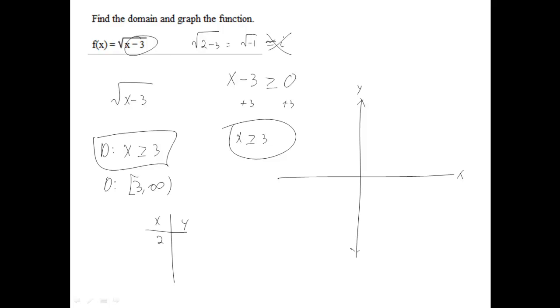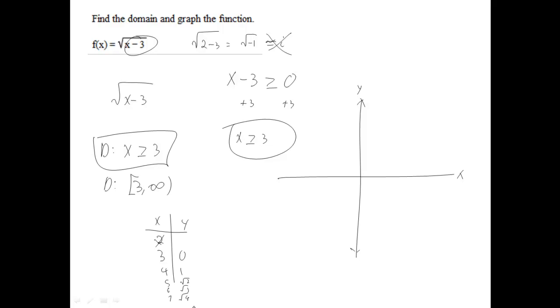My first valid value is 3. When x is 3, plug in 3 for x, I get square root of 3 minus 3, then y is 0. All right, and then let's plot another one, 4. 4 minus 3 is 1. What's the square root of 1? 1. All right, then if we plugged in a 5, 5 minus 3, your y value will be square root of 2. I can't simplify that any further, but I'll do one that I can simplify. I know that my next perfect square is 4, so when x is 7, I'm going to get square root of 4, which is 2.